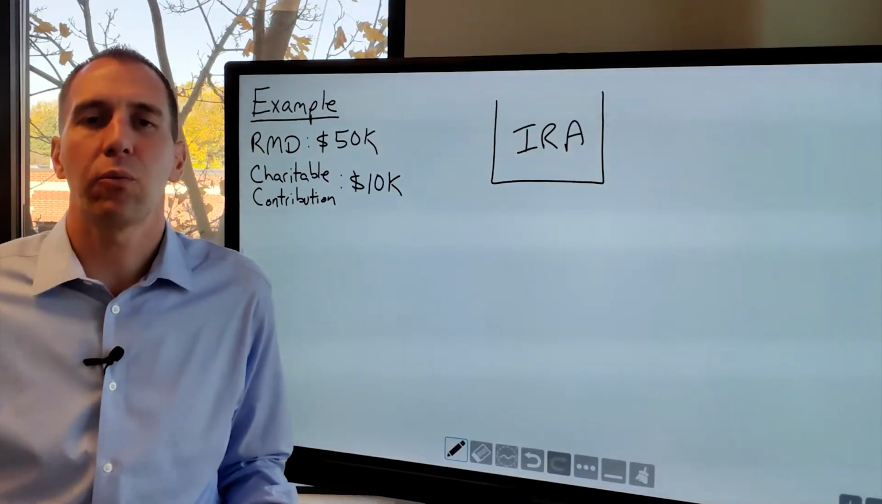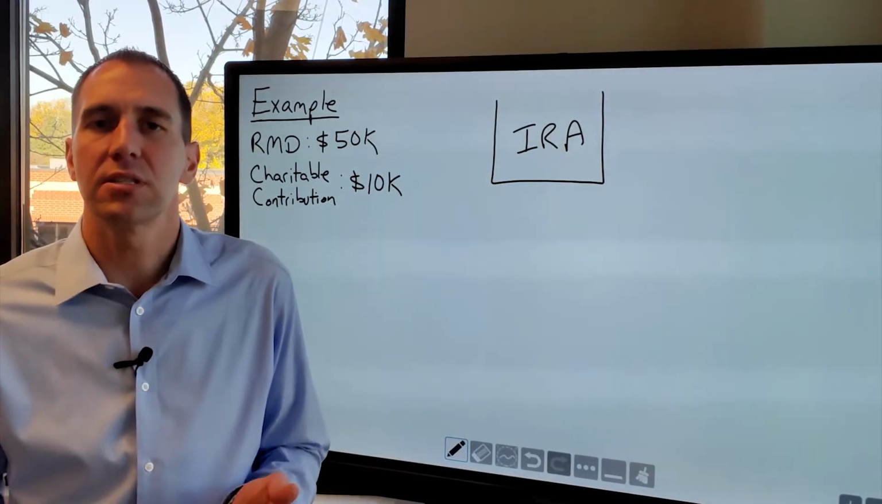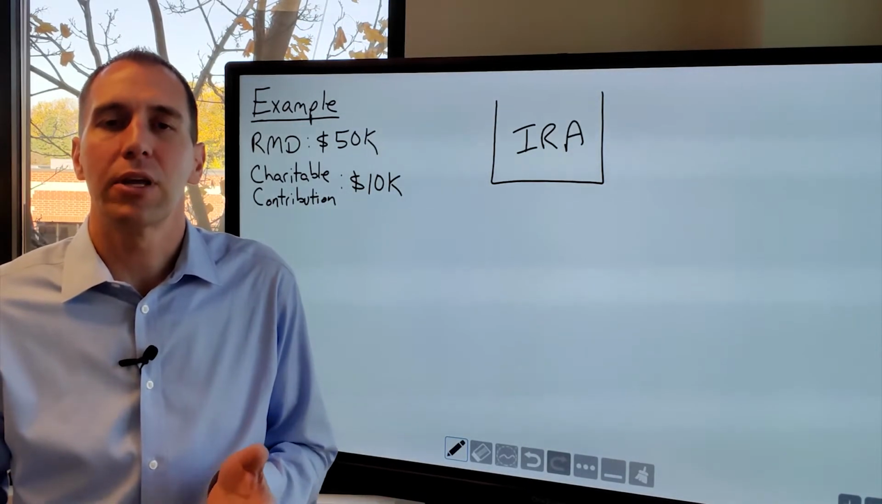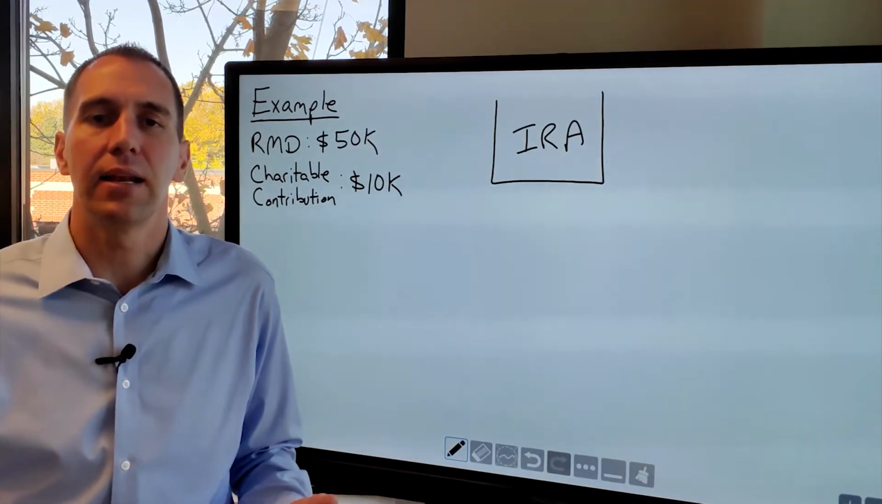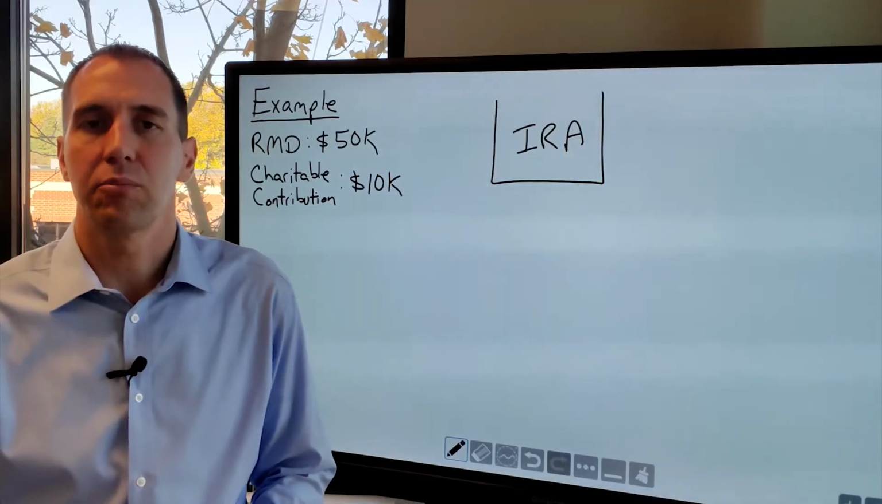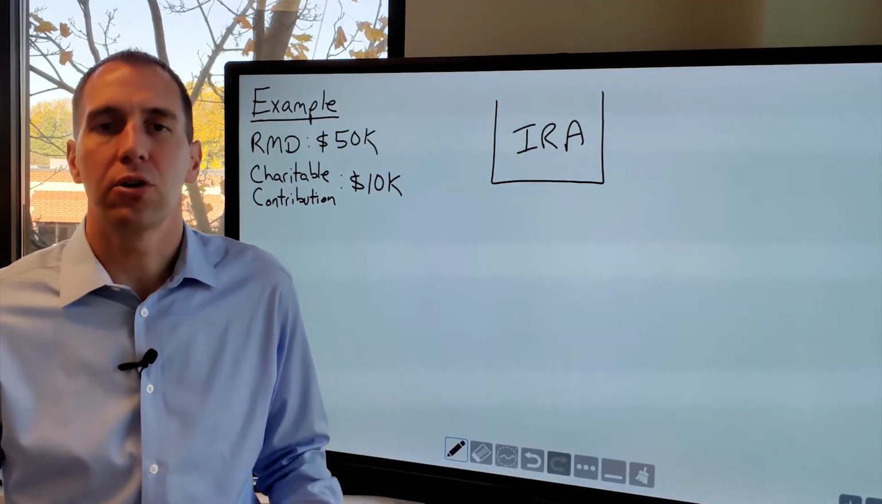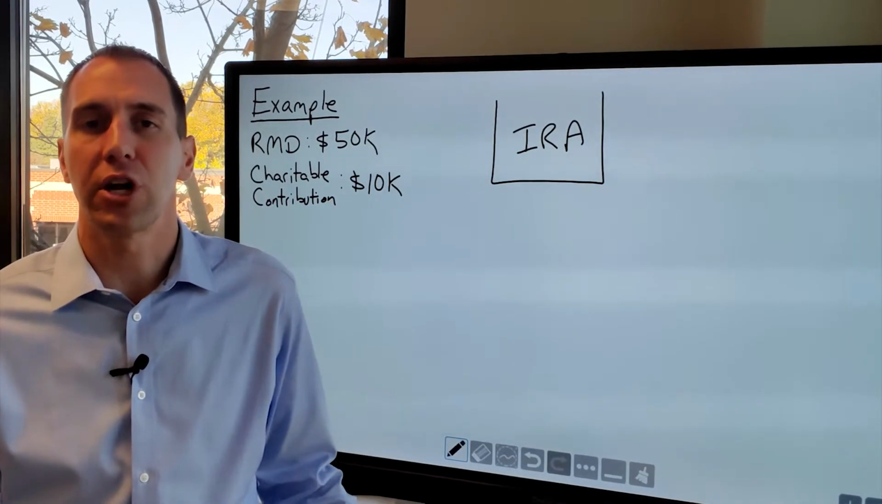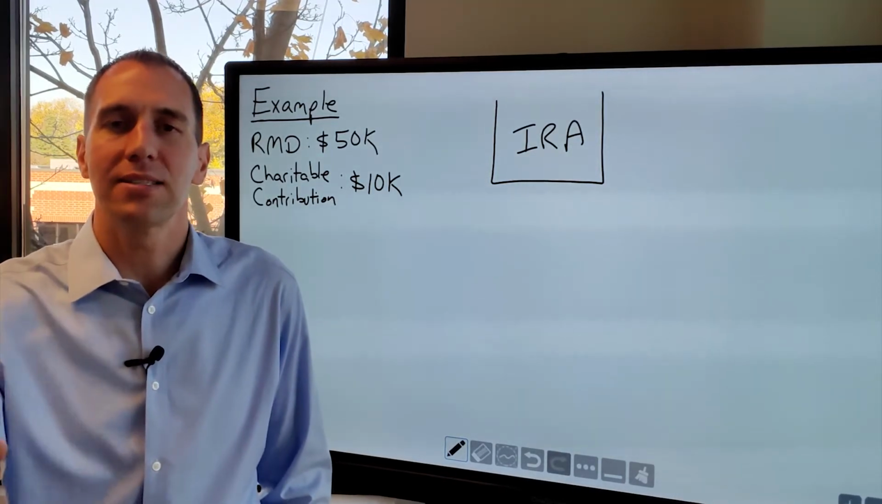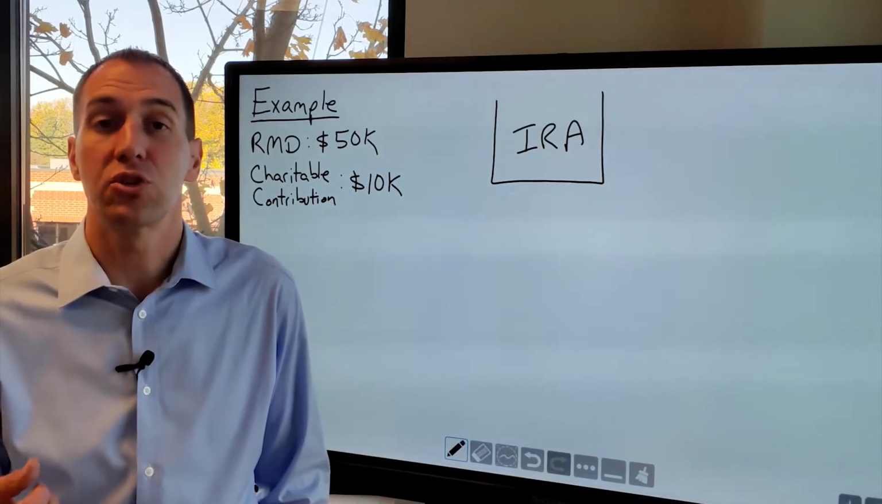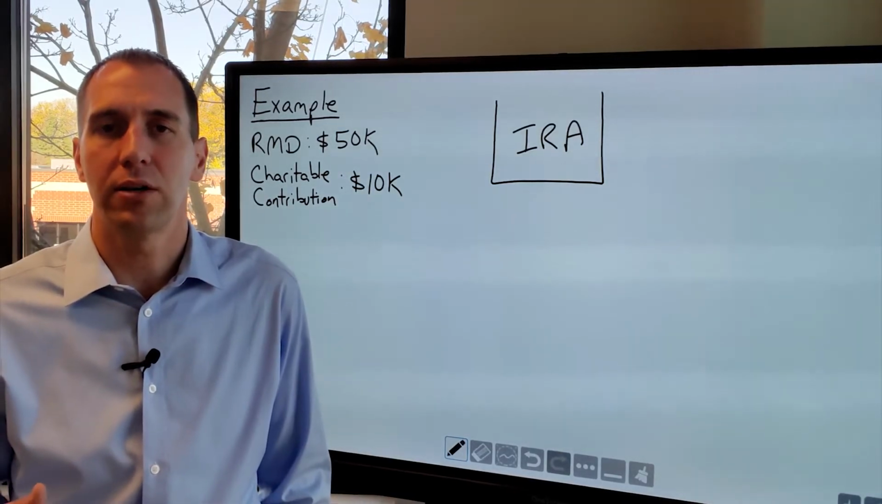So for the example that we're going to utilize today, let's just say that a person has a required minimum distribution that they need to take of $50,000. And let's also say in our example that they, throughout the year, give $10,000 to different charitable organizations. So how can we utilize these charitable contributions to reduce the tax on the required distributions?